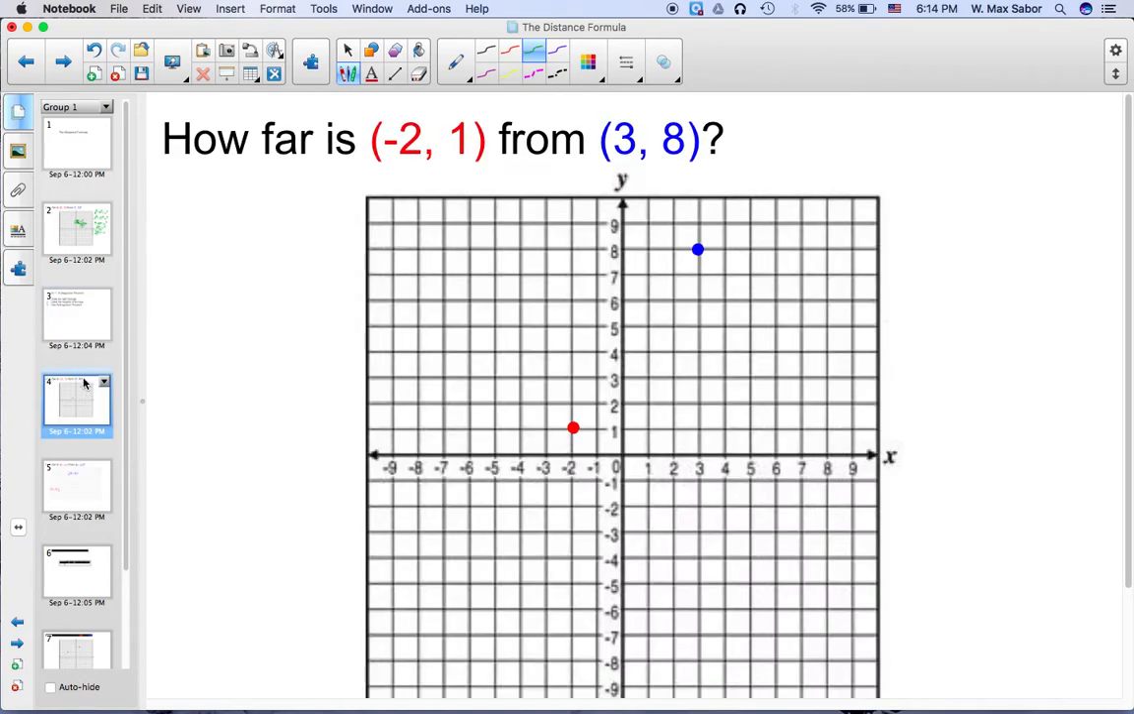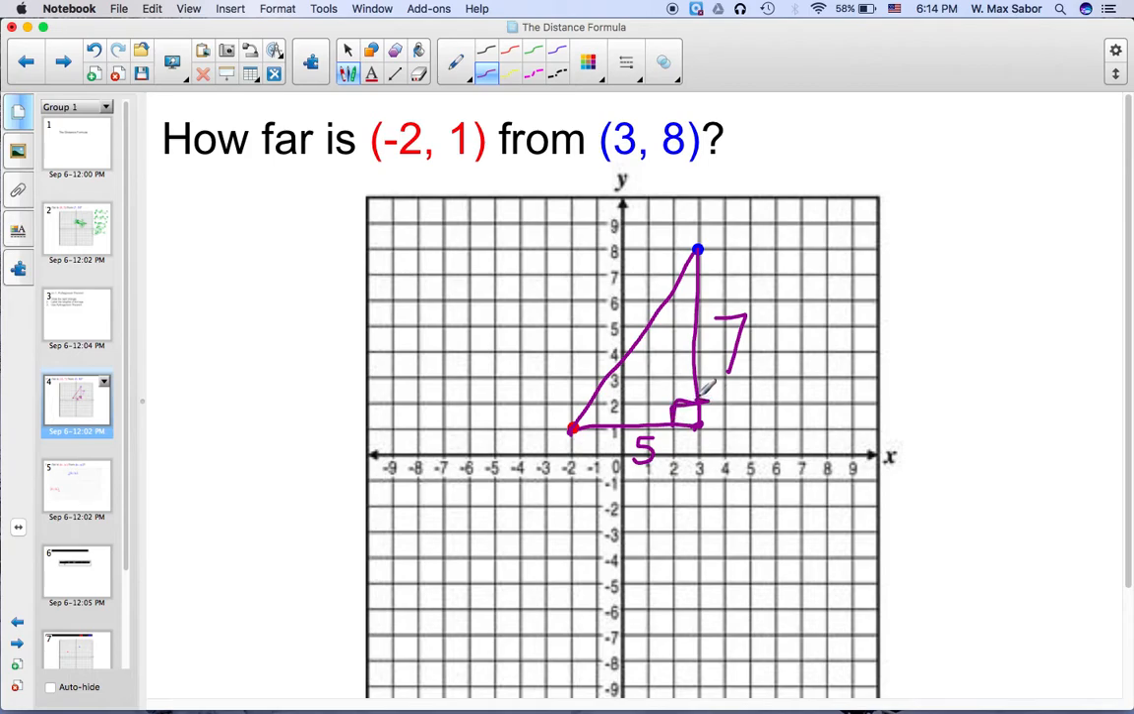So here's another one. Let's draw the right triangle. So we go from here to the right, and then make the right triangle. How far is this from -2 to 3? Well, that's 1, 2, 3, 4, 5. From 1 to 8, well, 8 minus 1 gives us, this is a distance of 7.